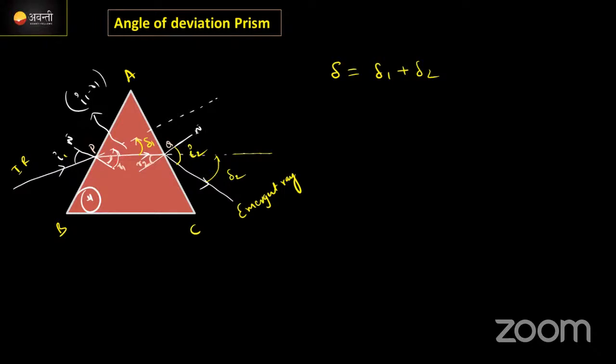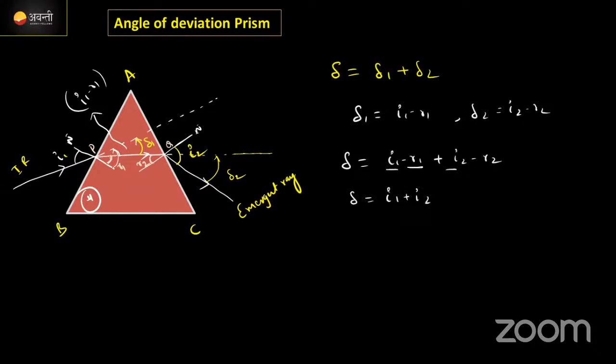Okay. So what value of delta 1 did we get? Deviation for the first one is I1 minus R1. For delta 2, it will be I2 minus R2. Correct? Substitute these two values in this equation. Delta will be I1 minus R1 plus I2 minus R2. Add the angles of incidence in both equations: delta equals I1 plus I2. For the remaining terms R1 and R2, we can take minus as common, so it is minus (R1 plus R2). Correct? This is the basic equation for the deviation.